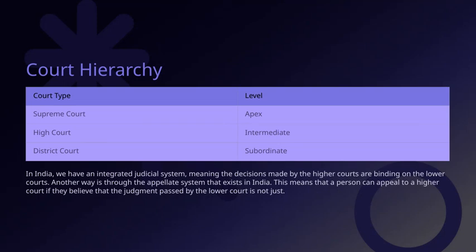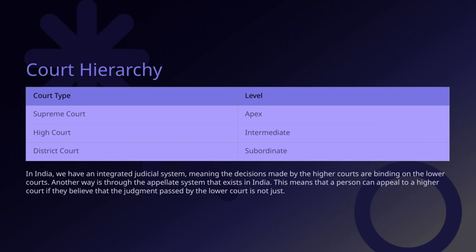Let's take a closer look at the court hierarchy in India. As you can see from the table, we have three main types of courts: the Supreme Court at the top, which is the apex court, then the high courts, which are at an intermediate level, and finally the district courts, which are subordinate courts. This structure shows that our judicial system is integrated, meaning that decisions made by higher courts are binding on the lower courts. So, if a higher court passes a judgment, the lower courts are required to follow it.